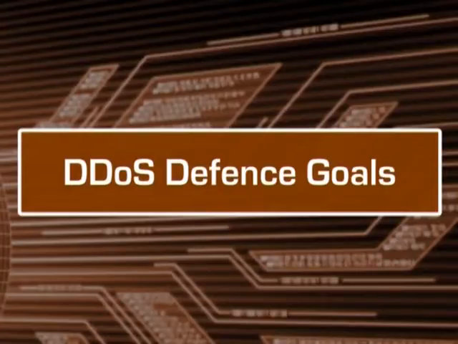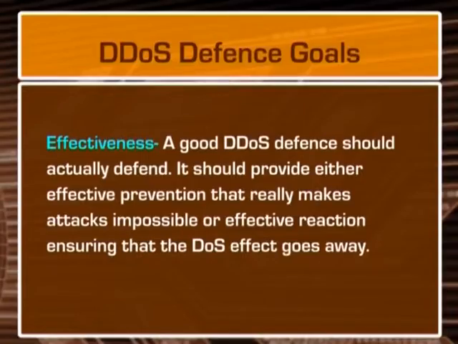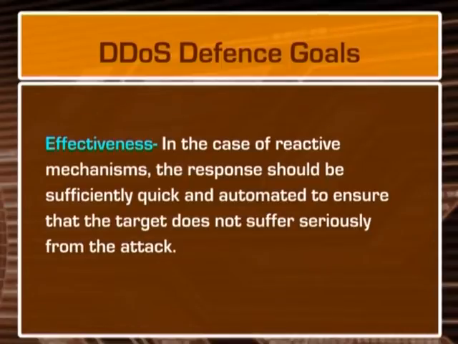Next, we will discuss the goals necessary to have a strong and effective defense system. Following are some of the DDoS defense goals which DDoS defense strategies strive to achieve. First is effectiveness. A good DDoS defense should actually defend. It should provide either effective prevention that really makes attacks impossible, or effective reaction ensuring that the DoS effect goes away. In the case of a reactive mechanism, the response should be sufficiently quick and automated to ensure that the target does not suffer seriously from the attack.